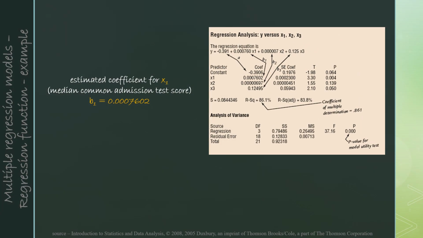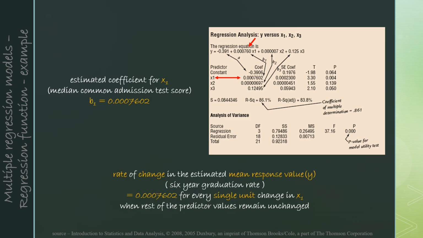The estimated coefficient for x1, which is the median common admission test score, b1, equals 0.0007602, which means the rate of change in the estimated mean response value y, the 6-year graduation rate, which is the measure of the success for any college, equals 0.0007602 for every single unit change in x1, the median common admission test score, when the rest of the predictor values remain unchanged.